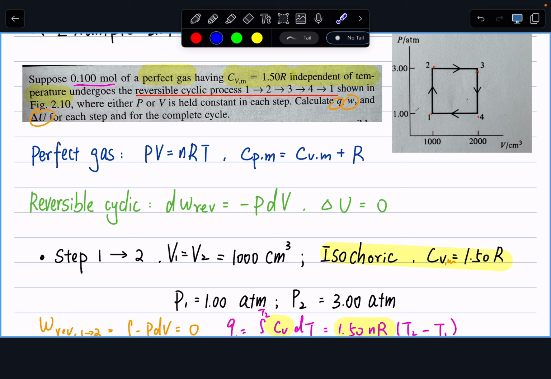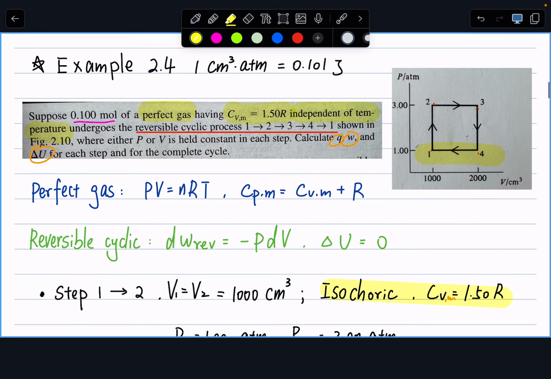Do you mind just doing an isobaric? I don't, so let's do the 4 to 1. I'm just gonna do it on the board. When we're looking at the isobaric process, step 4 to 1, what do we have? It's isobaric, so my P4 equals P1 equals 1 atm. My volume V4 equals 2,000 centimeter cube, and my volume V1 equals 1,000 centimeter cube.